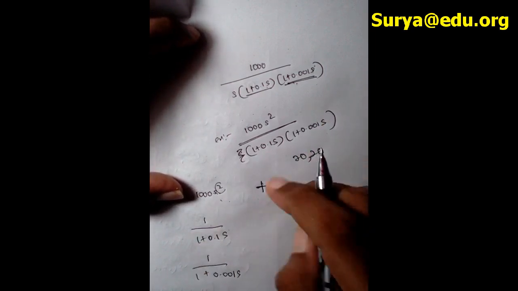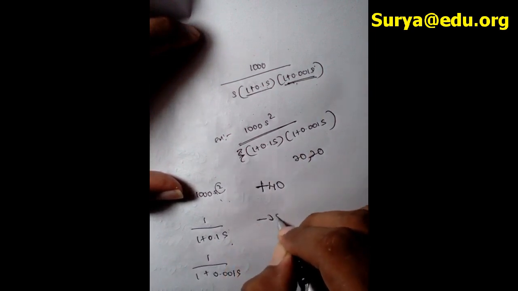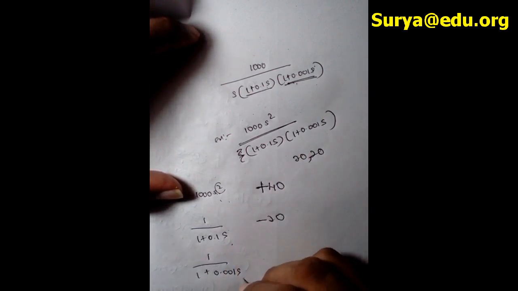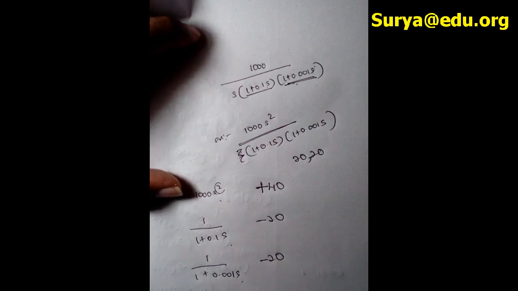Here it will be same. This is in the denominator, so you have to put negative. Order is 1, so then 20. Here also same. This is in the denominator, so put minus, and the order is 1, so it is 20.